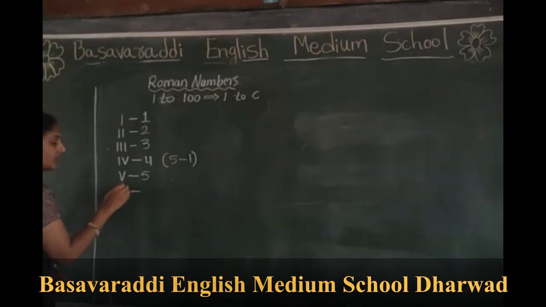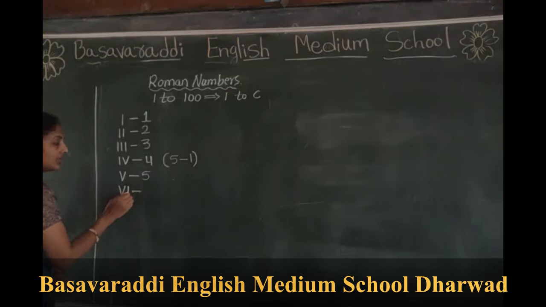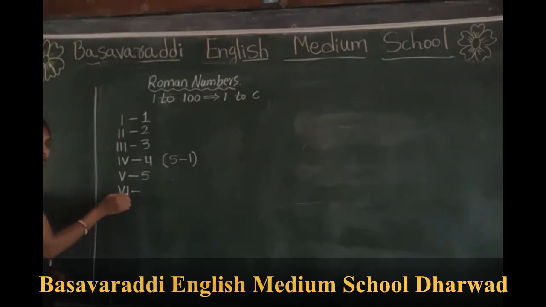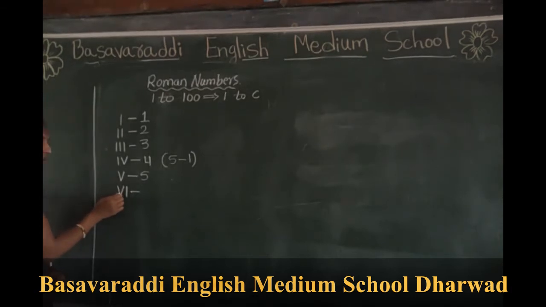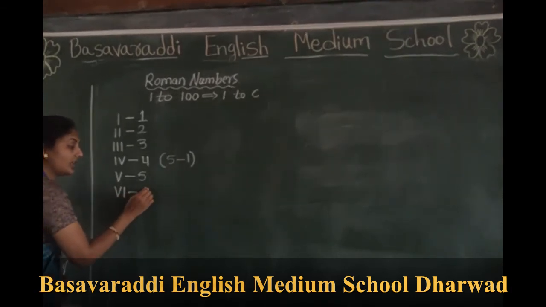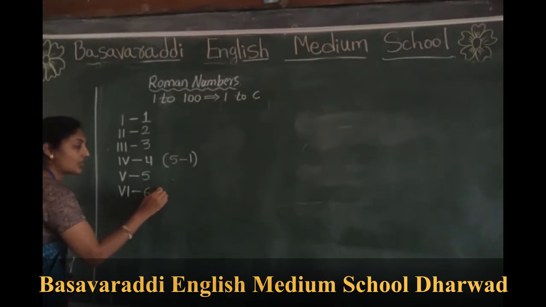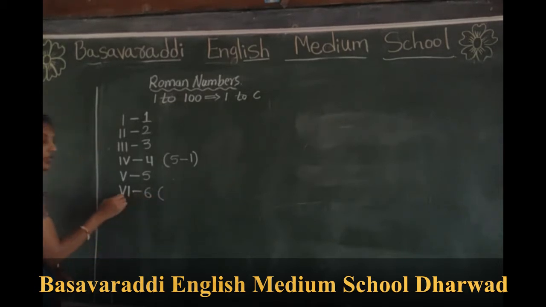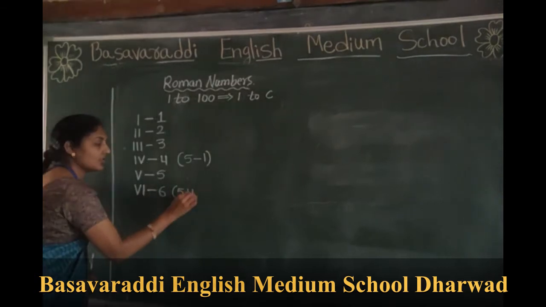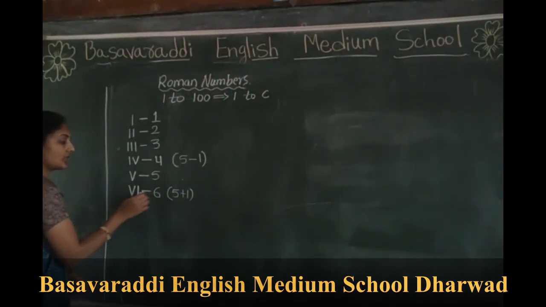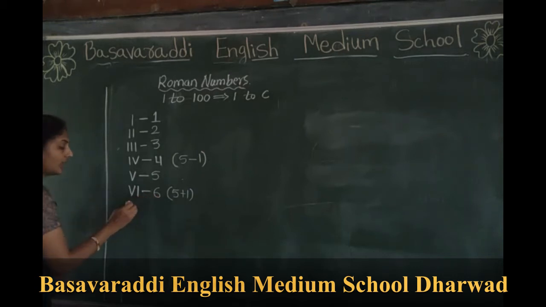The bigger number is written on the left side of the smaller number. So it means it is added here. I will show: the value of the V is 5, then I. So V and I show 6. Okay, next, continue with me.